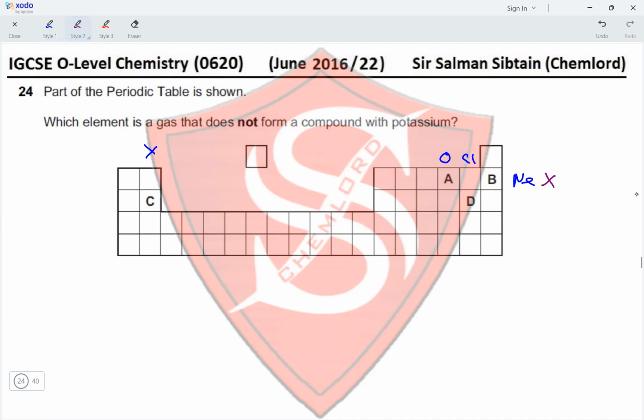Oxygen does not form a compound with... Which element is a gas that does not form a compound with potassium? So neon does not react, but potassium does react with the others. K2O would be the compound of potassium with oxygen, and KCl would be the compound of potassium with chlorine. So this makes option B the correct option for this question, since neon will not react with potassium, neon being a noble gas and unreactive.